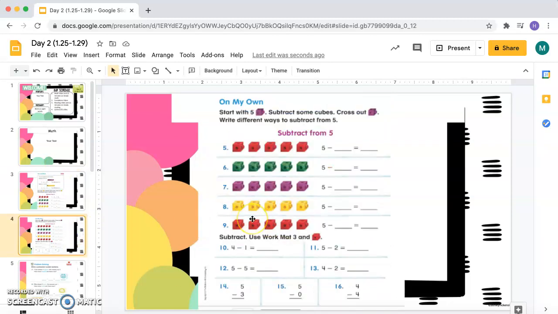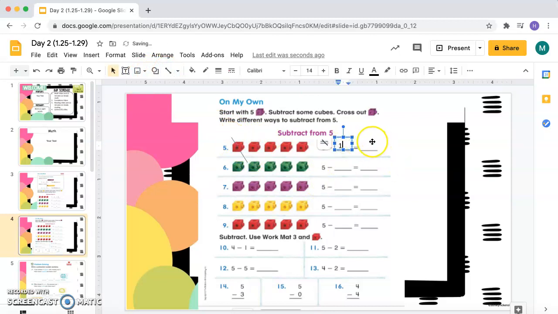You're going to do the same thing that you did on the first page. You're going to do it on the second page, but you're going to start with 5 cubes this time. So for example, you're going to cross out one of the cubes, and then I'm going to put that I crossed out 1, and I'm going to count how many cubes I have left. 1, 2, 3, 4, and I'm going to write a 4 right here, okay?